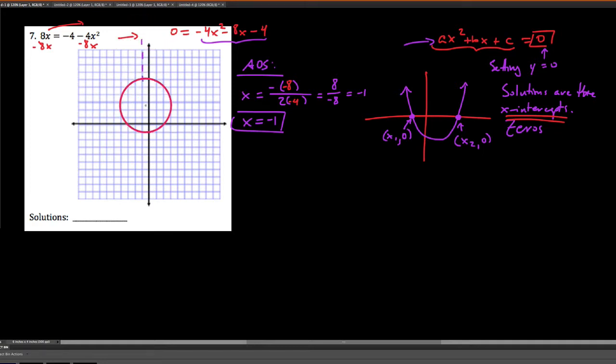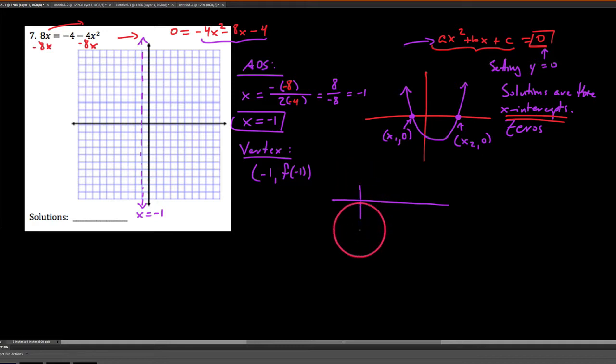So I'm going to go ahead and sketch this in. I know first of all that our parabola is symmetrical about this line, x equals negative 1. Now if we want to find the vertex, it has the same x value, and we need to find the y value. So I'm going to make my table, and plug in negative 1 for an x value and see what we get for an output value. I would get negative 4 times input squared minus 8 times input minus 4, and our input here is negative 1.